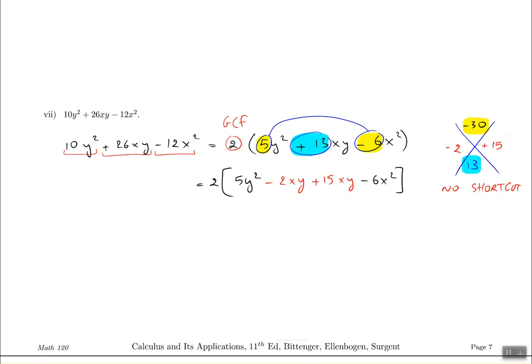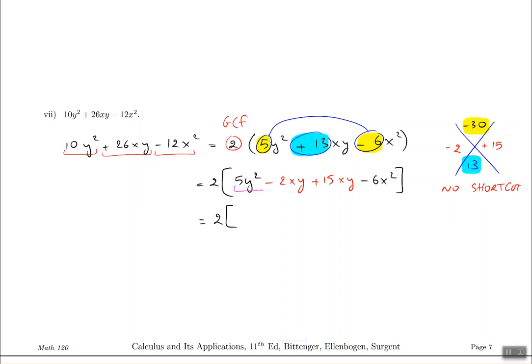Now, I put the -2 first and the 15 after because I like the pattern plus minus plus minus, but some folks will go and write down 5y squared plus 15xy minus 2xy minus 6x squared, and that will also work just fine. It's up to you really, it's your preference. There's nothing sacred about this order that I chose. But what I do next is factor.